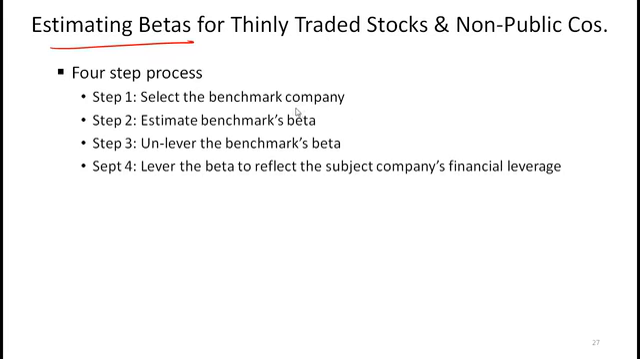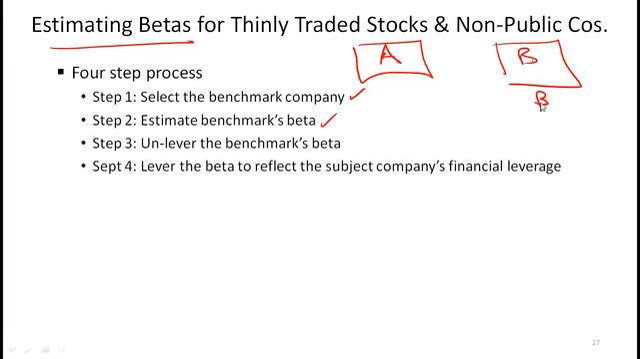Step 1 is, and let me just create a simple example. Let's say that you are trying to find the beta for a thinly traded company called A. To find the beta, the first thing you do is identify a benchmark company called B, which is a publicly traded company with an observable beta. So you select the benchmark company B, you estimate the benchmark's beta, and let's say that's 1.5. Then you unlever the benchmark's beta.